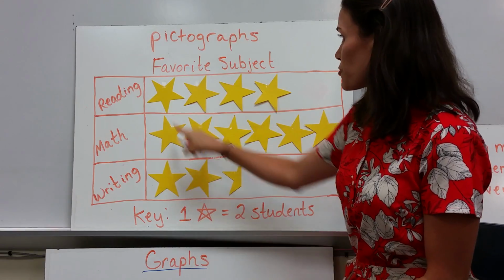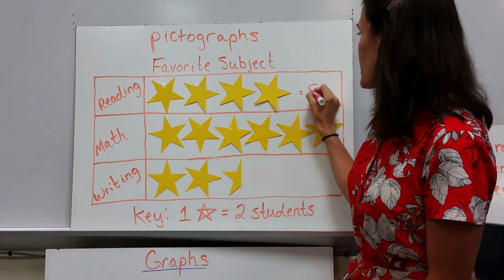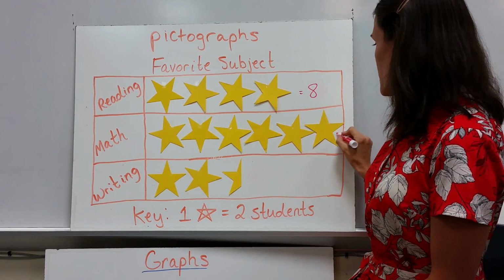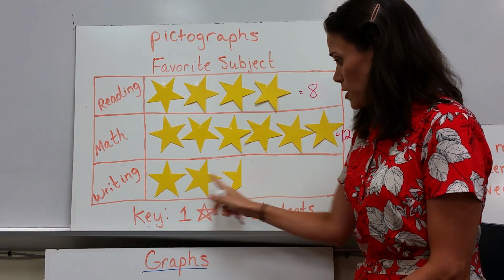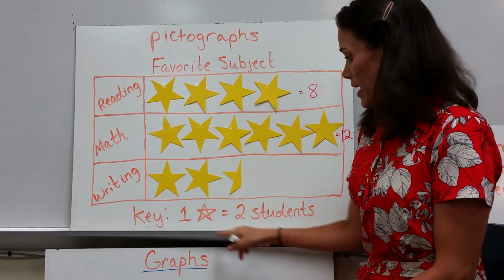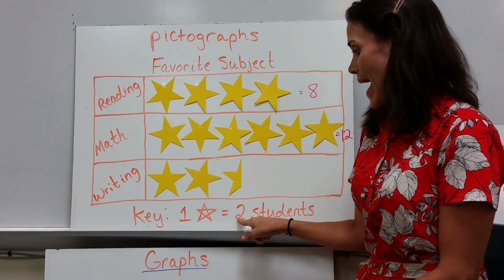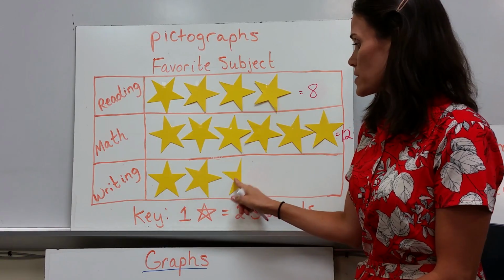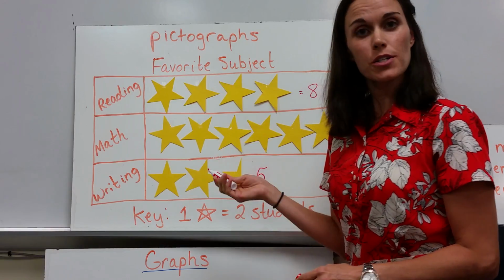So if these are each 2, then this is 2, 4, 6, 8. So 8 students liked reading the best. 2, 4, 6, 8, 10, 12 students liked math the best. And we see we have 2, 4, but here we have a half star. And if a whole star is equal to 2, then half a star will be half as much, which is equal to 1. So this is 2, 4 plus 1 equals 5. Now we're ready to tackle any questions that go with this graph.